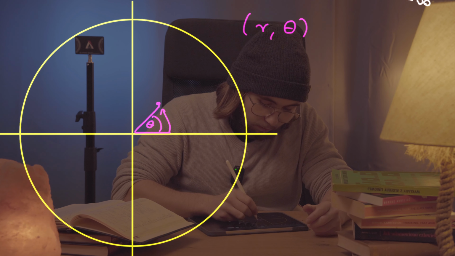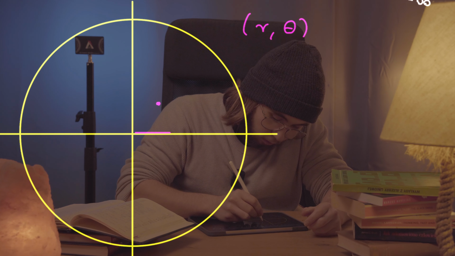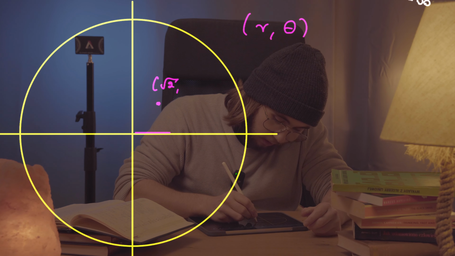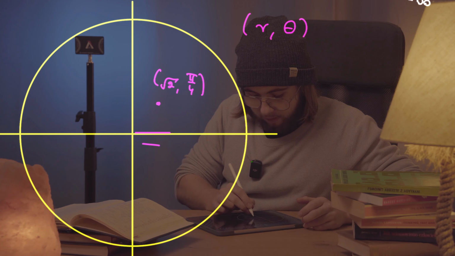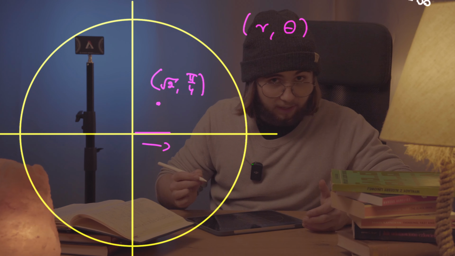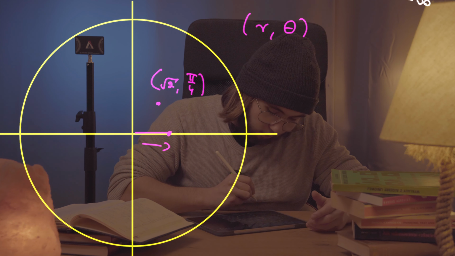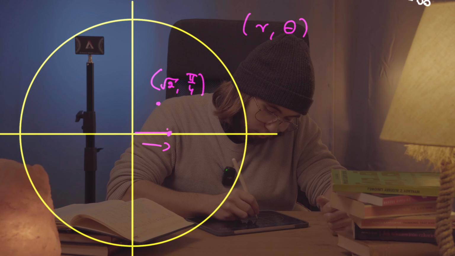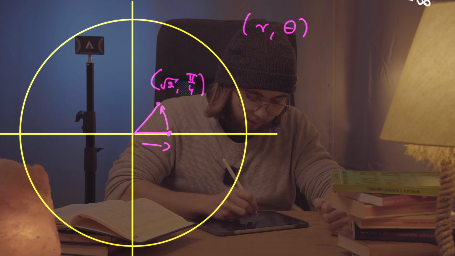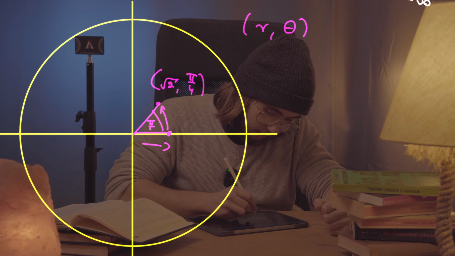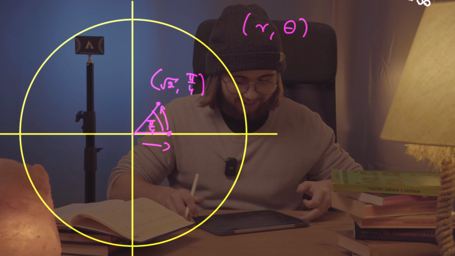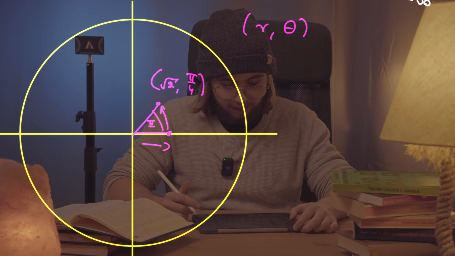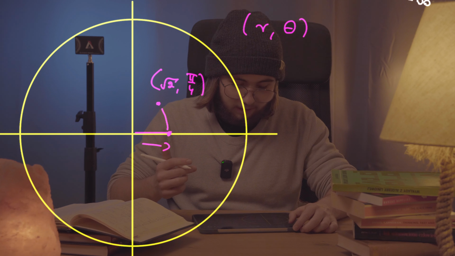And so our point that I denoted here is going to have coordinates square root of 2 and pi over 4. It's going to tell us that we have to go by a square root of 2 here in the positive x direction, and then take this point we have on the horizontal axis and rotate it with respect to the origin by an angle of pi over 4. So it's 45 degrees? Yeah, it's 45 degrees.